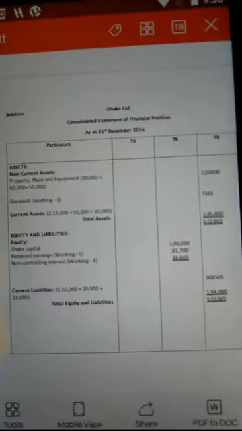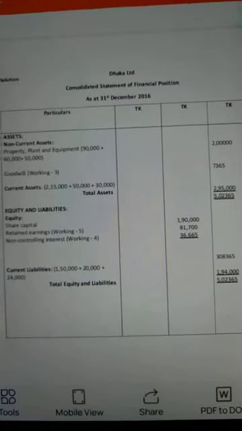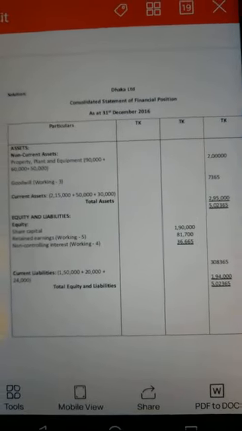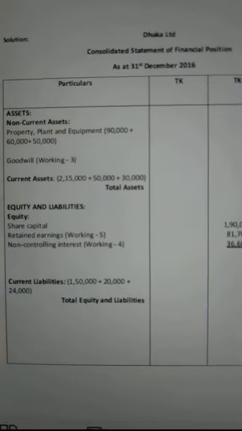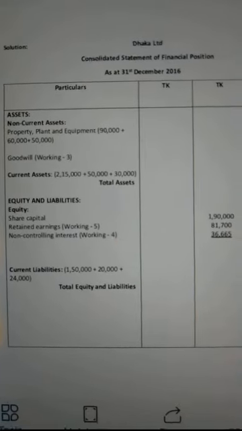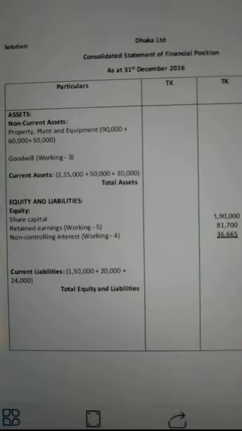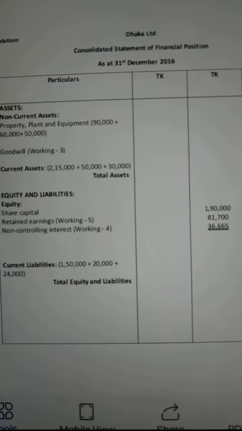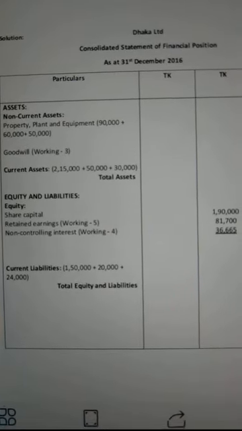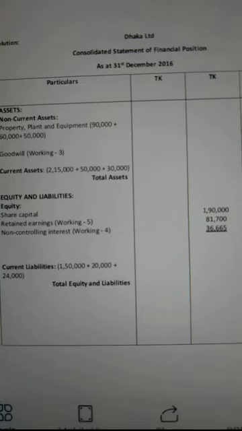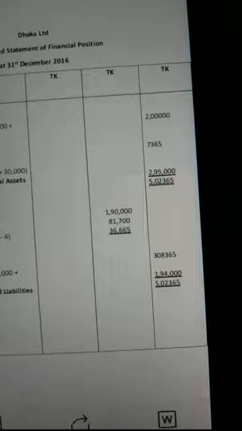And at last we need to calculate the Dhaka Limited's financial position, the consolidated statement of financial position. At first we need to write the assets, which is the non-current asset, the PPE. We have to plus both the property, plant and equipment of Sylhet, Dhaka and Chittagong, and we'll get this result here.